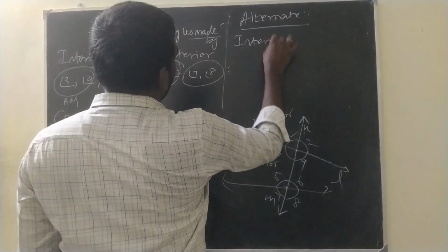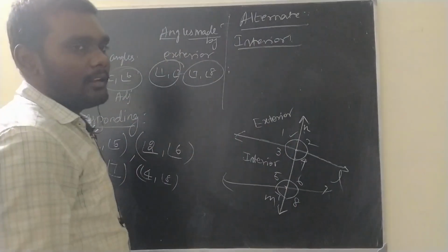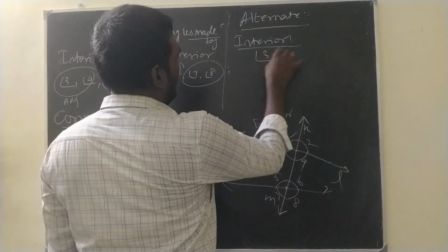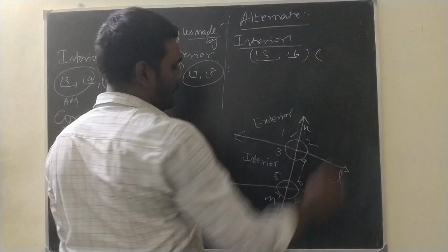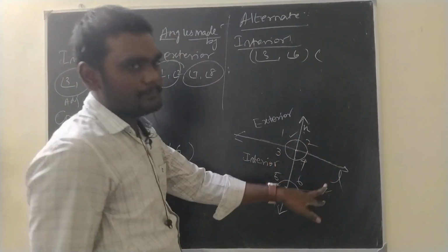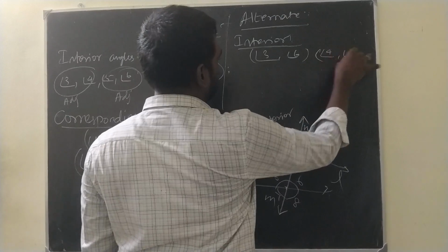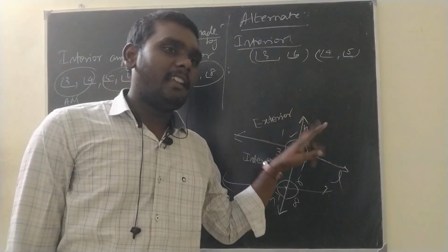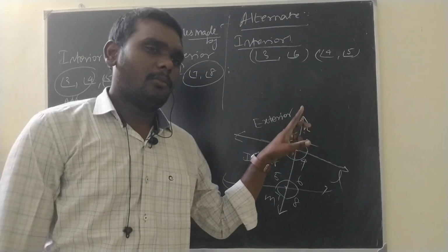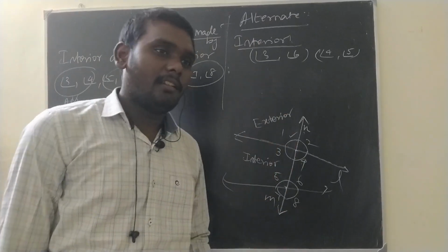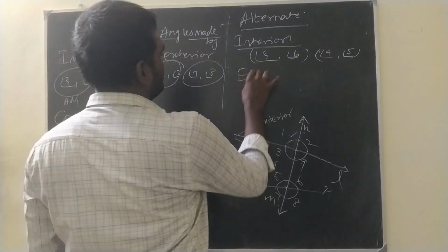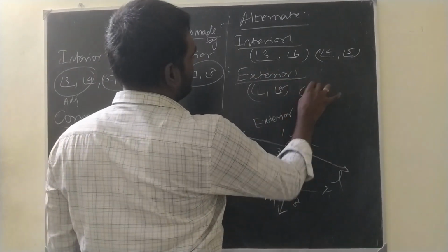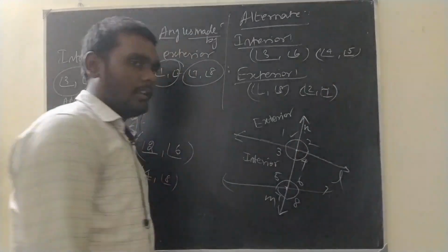In interior, a pair of alternate angles is 3 and 6, angle 3 and angle 6. Then the other one is angle 4 and 5. Either way we'll see. So these are pairs of alternate interior angles. Then guess what? Pair of exterior alternate angles. That is, angle 1 and 8, angle 2 and 7. Okay.